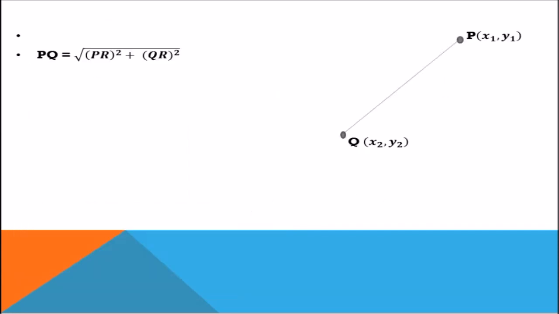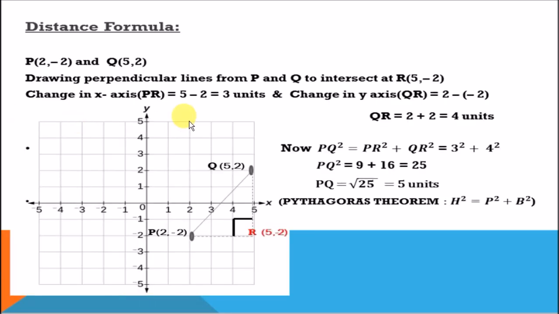We had used this formula to calculate the distance of PQ, and PQ was under root PR square plus QR square. So now in order to derive the distance formula, let us inspect the nature of PR and QR. Remember, PR was simply the change in x-axis, the y coordinate was not changing, and that's why PR was 5 minus 2. Now see, 5 minus 2 is actually the x coordinate of Q minus the x coordinate of P.